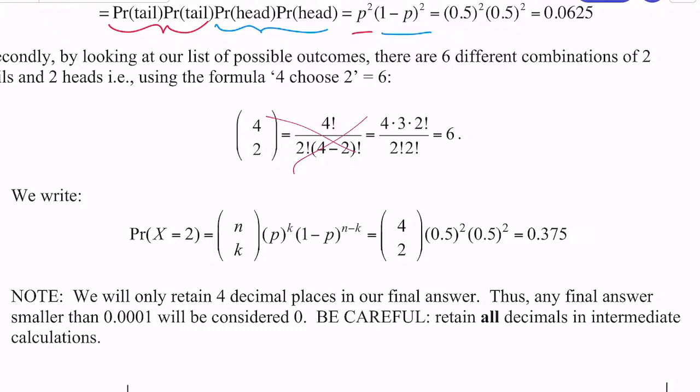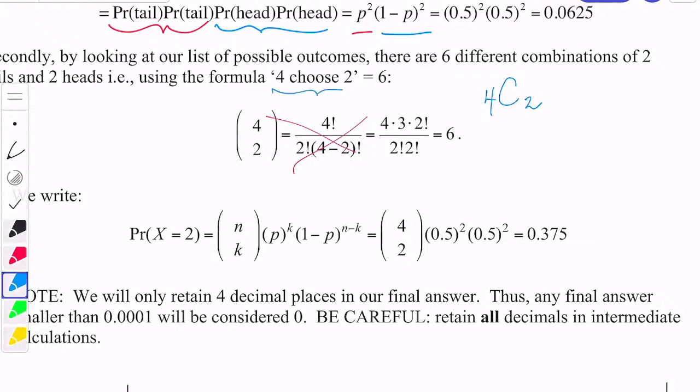And you're going to do, it can be written as 4C2 as well. So this is like a matrix, right? But it's not a matrix. It's just one way of writing 4 choose 2. 4 choose 2 of the 4. 2 of the 4 are successes. So we write 4 choose 2 on our calculator.